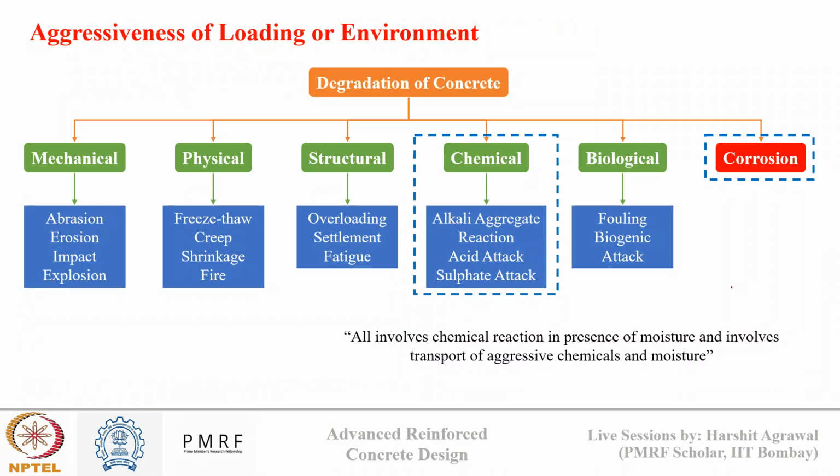Then we had a basic overview of different ways degradation of concrete can happen from external actions, as simplified in this table. There can be mechanical degradation due to abrasion, erosion, impact and explosion. Physical degradation is there, structural degradation is there, chemical degradation, biological and corrosion. In this, we mainly focused on chemical degradation, corrosion and mechanical degradation in our session.